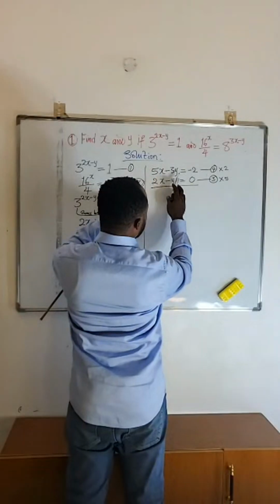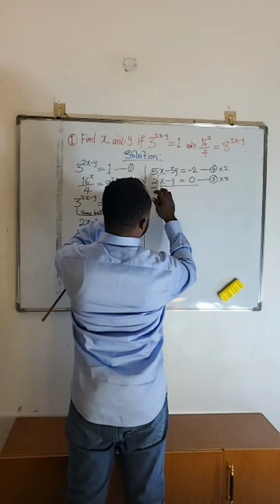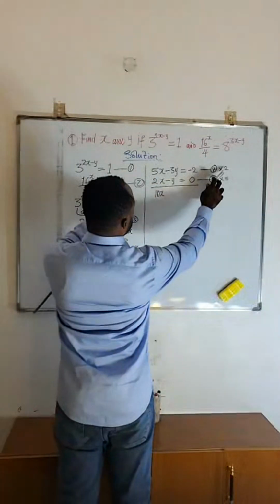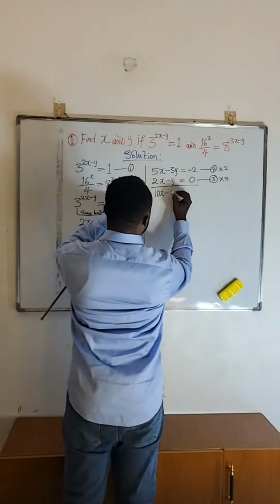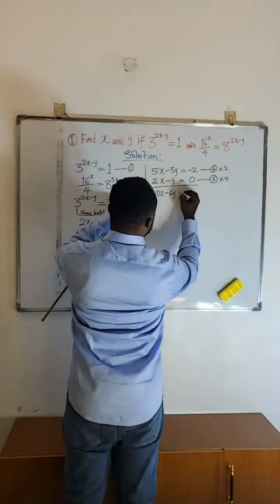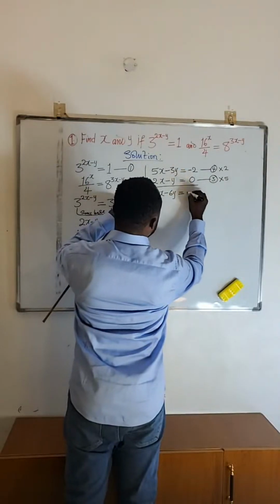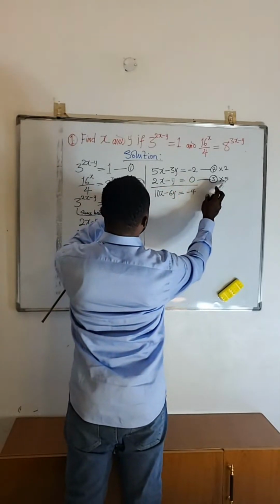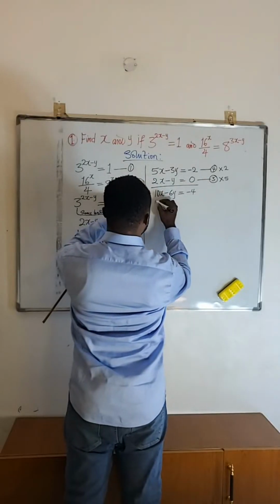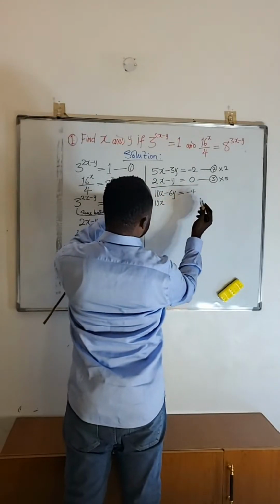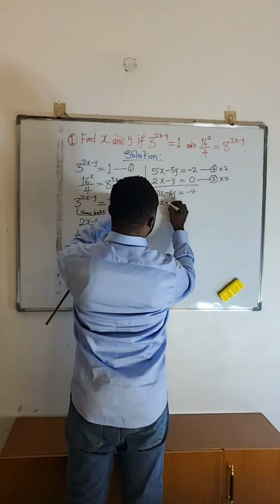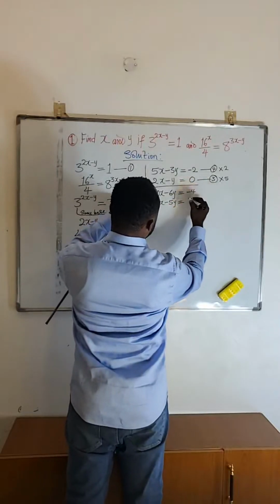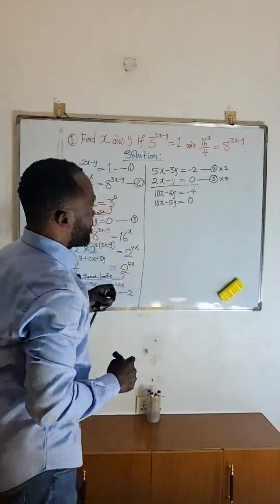If you multiply equation 4 by 2, this will be 2 times 5x, you're going to have 10x. And then 2 times minus 3y, you're going to have minus 6y, to be equal to 2 times minus 2, which is going to give you minus 4. And then equation 3 will be multiplied by 5. So 5 times 2x will give you 10x, and then 5 times minus y is going to give you minus 5y, to be equal to 5 times 0, which is 0. Can you see that?